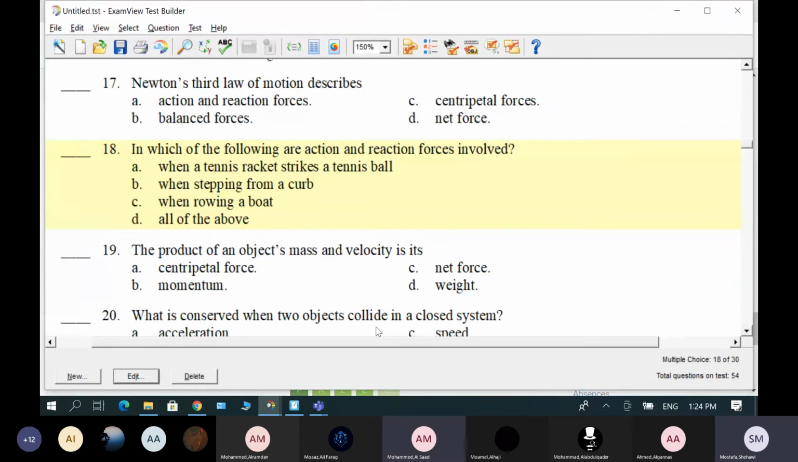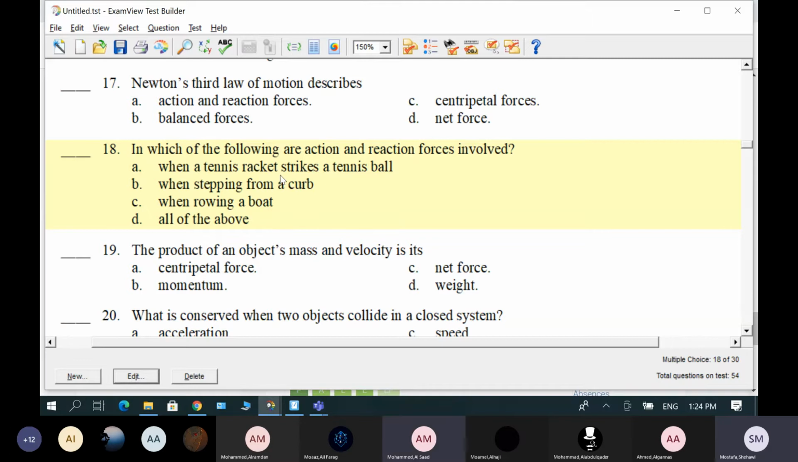In which of the following are action and reaction forces involved? Mister, I think it's all of the above. No. When a tennis racket strikes a tennis ball, when stepping from a curb, when rowing a boat. So it's not all of them. No, not all of them. When a tennis racket strikes a tennis ball, that's an action reaction force.